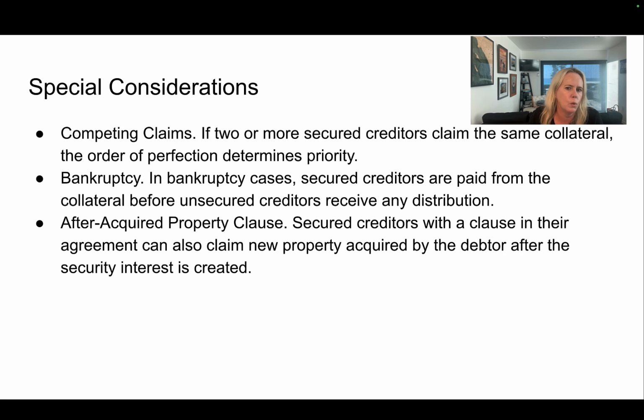Sometimes we have what's called an after-acquired property clause. So you have a secured creditor, and then there's a clause in the agreement that says that they can also claim new property acquired by the debtor after the security interest is created. So this might happen with inventory, for example. I might be securing my loan with my 10,000 bottles of water inventory. Well, those 10,000 water bottles are going to be sold. And so that lot that I purchased might be gone and there might be a new lot. The secured creditor still maintains an interest in that after-acquired property, even though the initial property that they financed is now gone, sold, whatever.